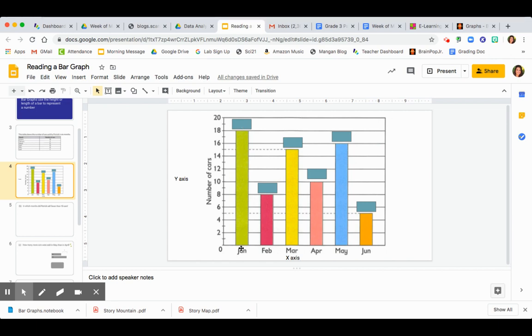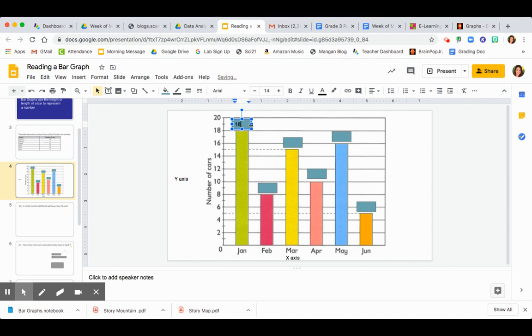I'm going to do January: 2, 4, 6, 8, 10, 12, 14, 16, 18. So I'm going to put in that Patrick sold 18 cars in that month.